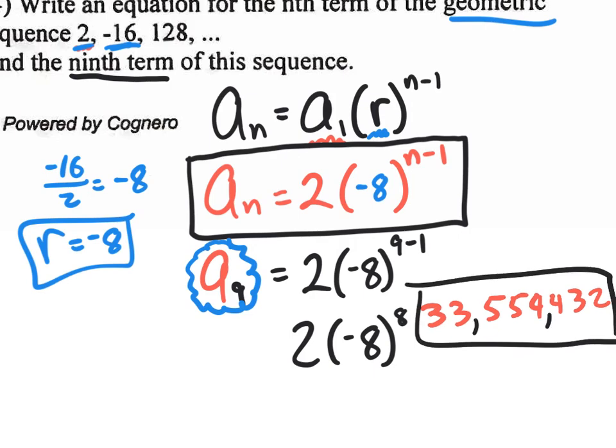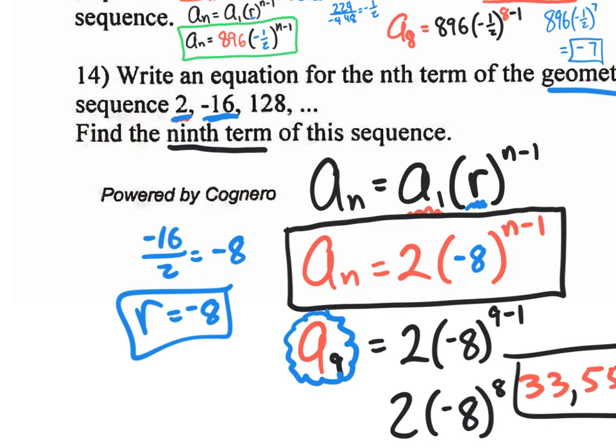Now, why is that a huge number? Well, because the common ratio is -8. So you're like multiplying by 8, multiplying by 8, multiplying by 8, multiplying by 8. Of course, it's going to be a huge number by the time you get to the 9th number.